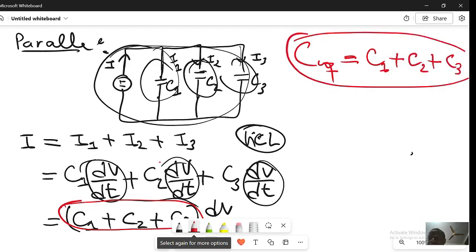It is the summation of the capacitors when they are in parallel. You should not confuse it with resistors. For resistors, the series and parallel rules are not the same as for capacitors. Now let's see if they are in series.